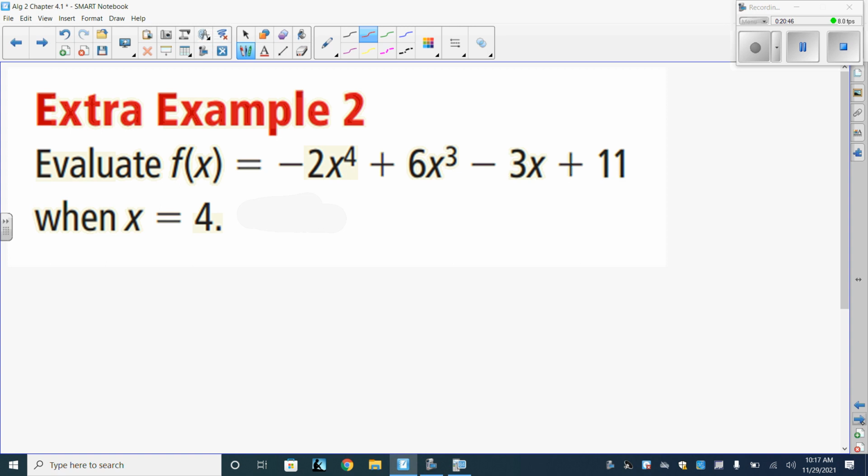Do we need to see another example with evaluating, or do we feel good with these here? Yes?